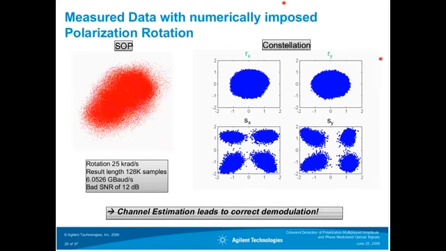Well, if you start to apply some rotation on the measurement data, in this case we have applied 25 kiloradians per second, which is already a fairly fast rotation. In the network you would probably see lower rotational speeds. You still get basically the same received signal on your X and Y polarization. So the general estimation leads to correct demodulation for fairly bad signal-to-noise ratio and for fairly high rotational speeds.